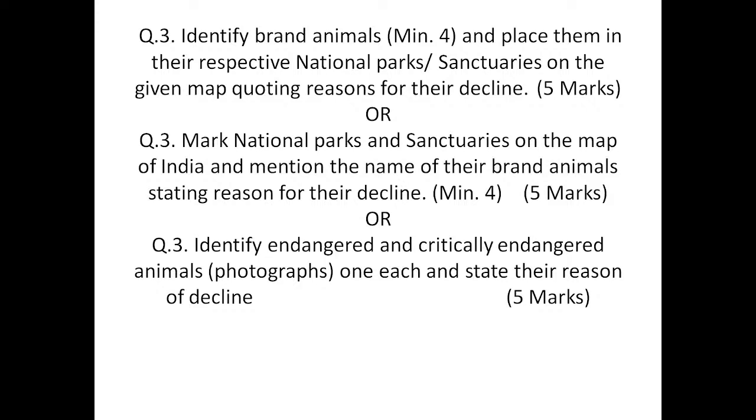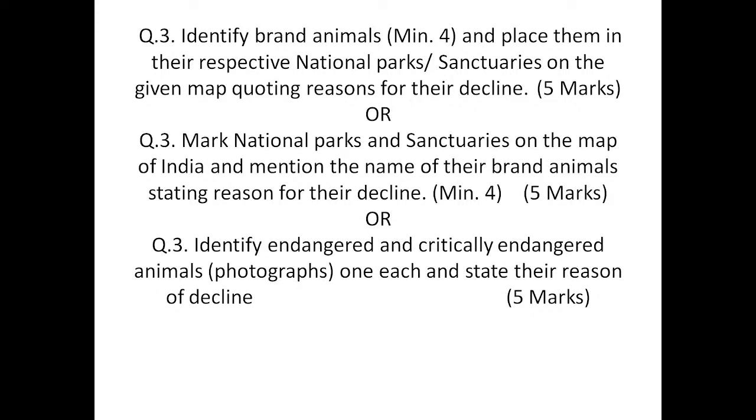Next is identify the brand animals. Question number 3 is really very important. Okay, in question number 3 you have to learn by heart the whole part which we have done in the national park unit. So in question number 3, the first option is: identify brand animal, minimum 4, and place them in their respective national park or sanctuary on the given map, quoting the reason for their declining.